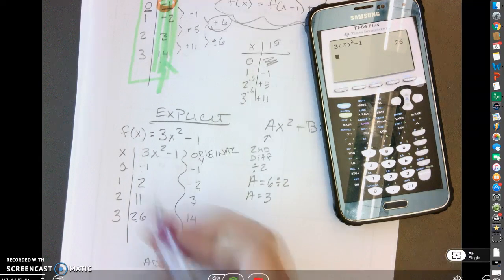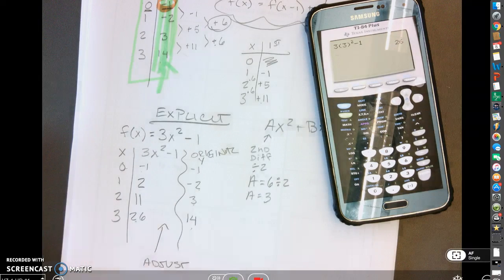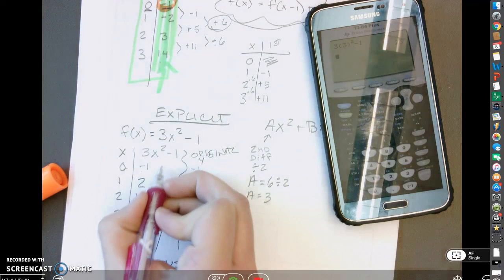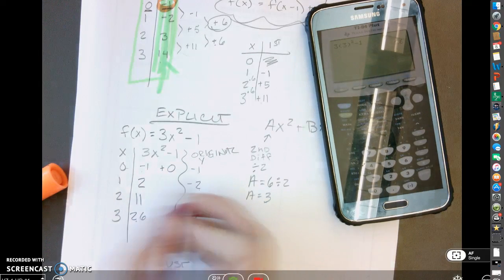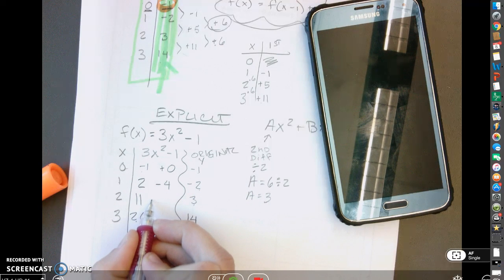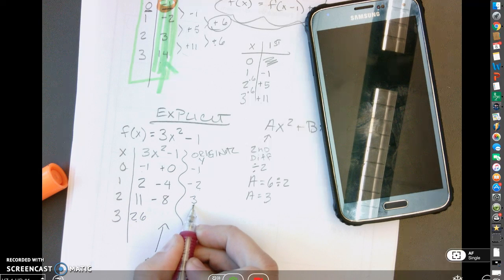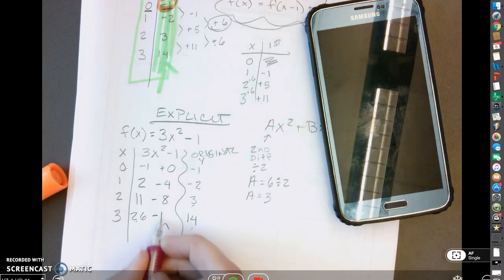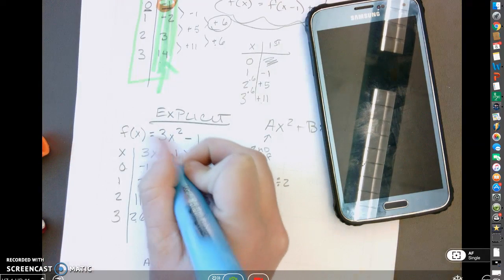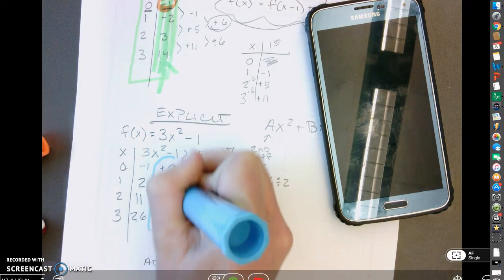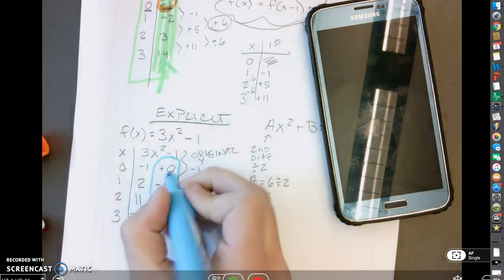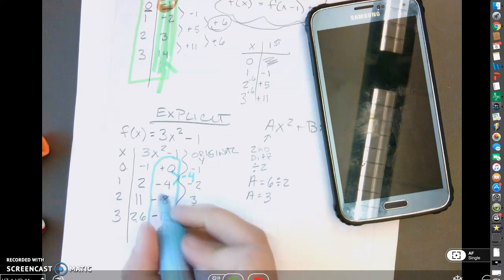I need to adjust all these numbers that I just got. So we are going to say negative 1 plus 0 is negative 1. Okay, 2 minus 4 gets me to negative 2. 11 minus 8 gets me to 3. 26 minus 12 gets me to 14. Okay, so these numbers were my adjustment. These numbers right here were my bx. So we're going to figure out that pattern. Oh, what were we doing every time? Oh, check it out. We were subtracting 4.